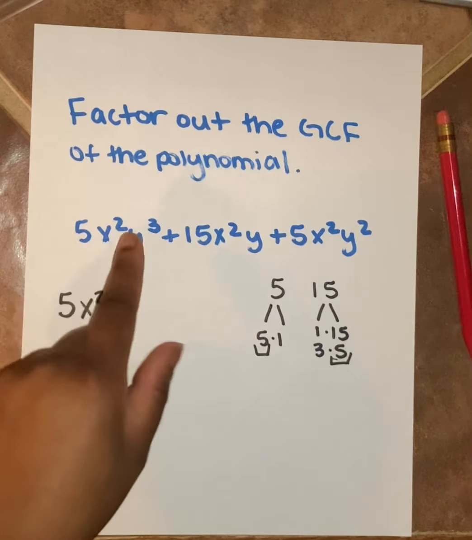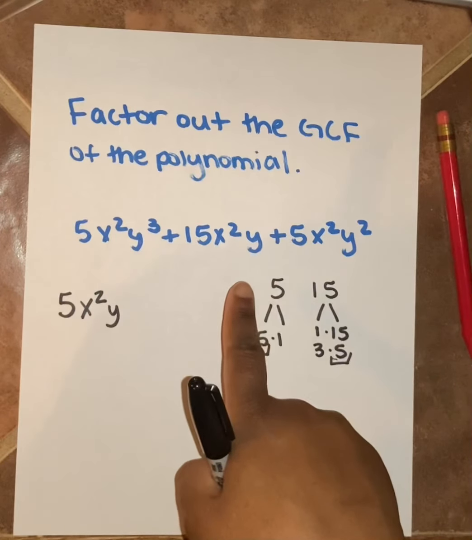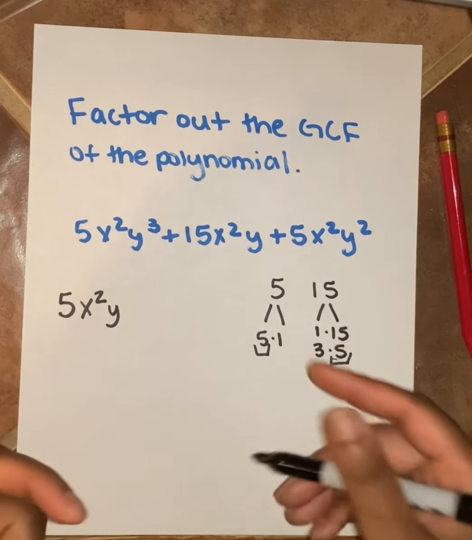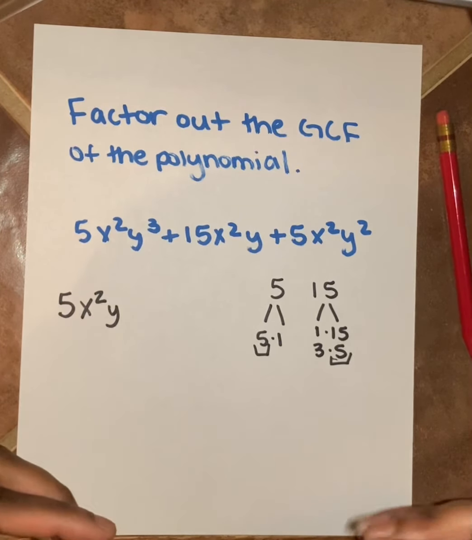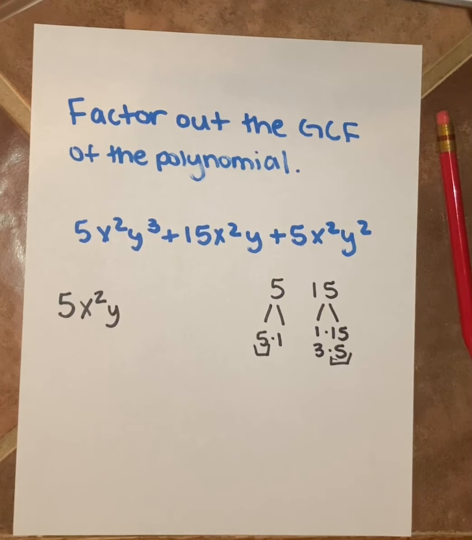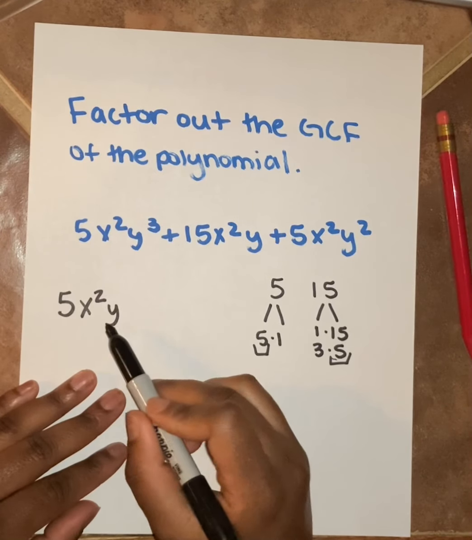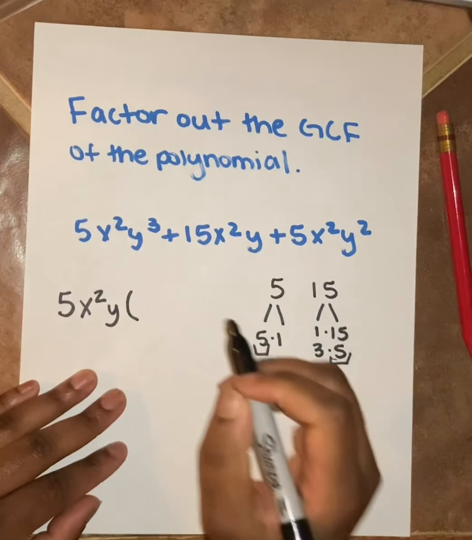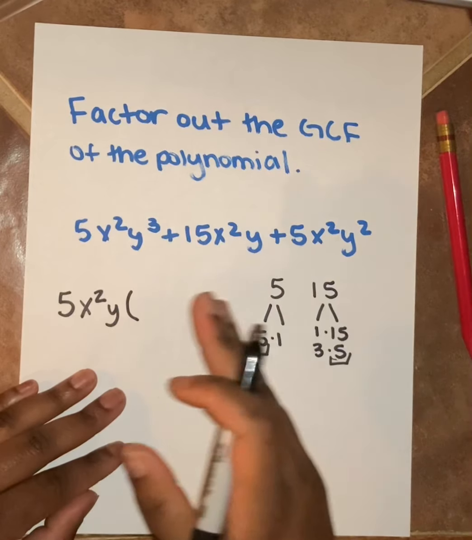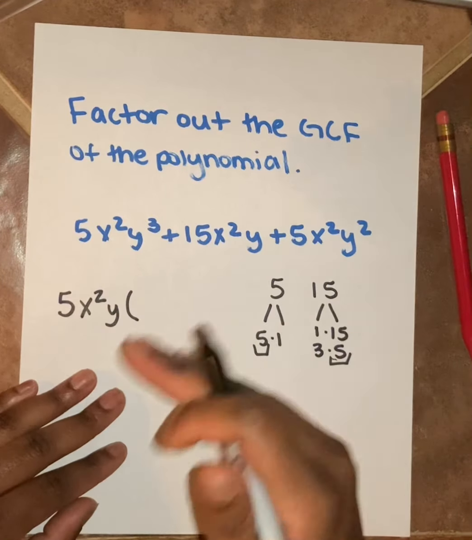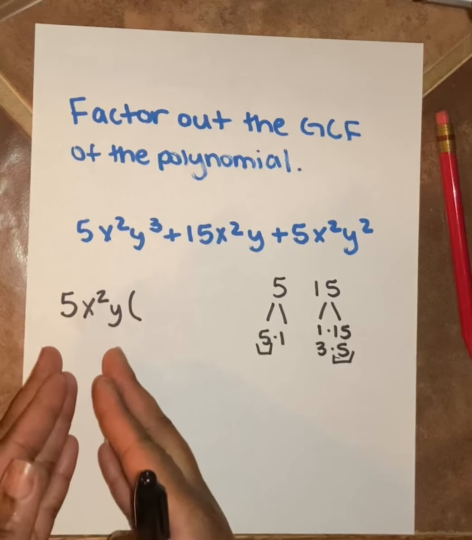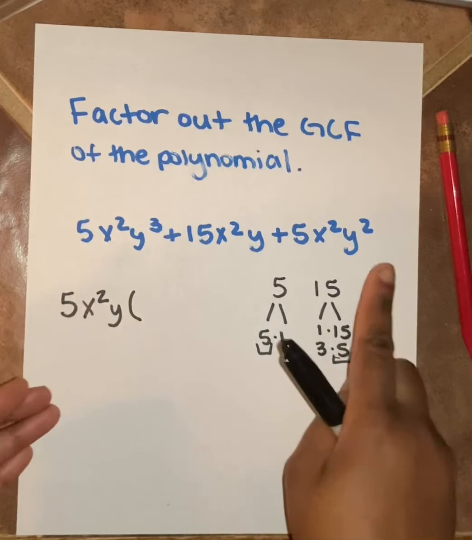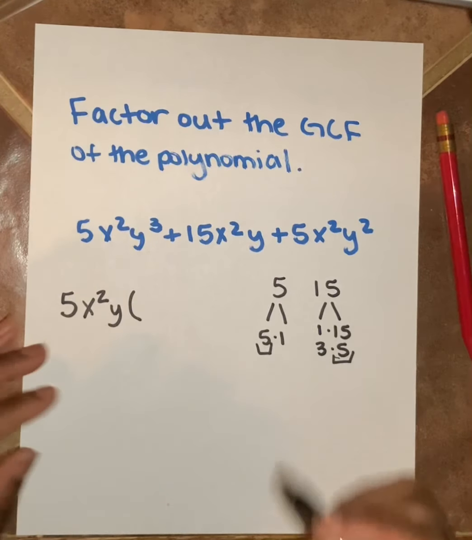Now we see that we have a y cubed, we have a y, and we have a y squared. When you have these variables with different numbers as the exponents, we're going to go with the lowest number. So in this case, all we're going to go with is y. Okay? And because we have all of our numbers accounted for, and each variable that's present in each term, we can now open our parentheses to figure out what we can multiply by this GCF to give us the polynomial that we originally started out with.